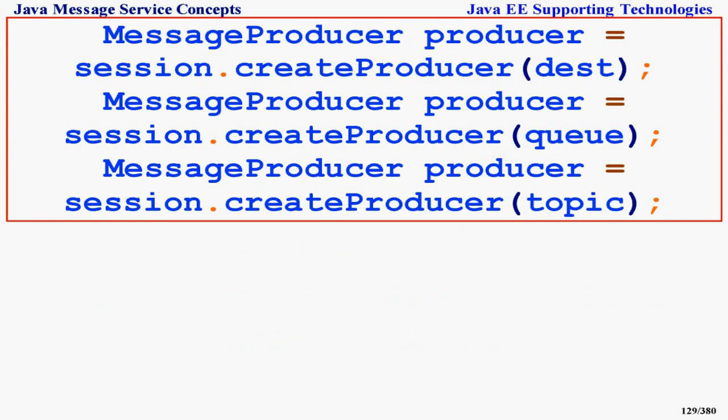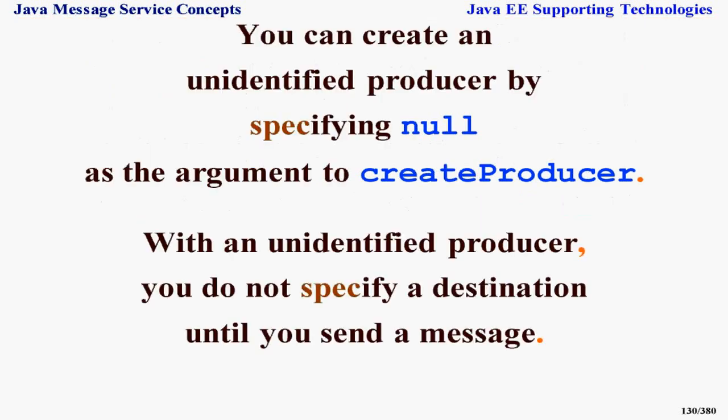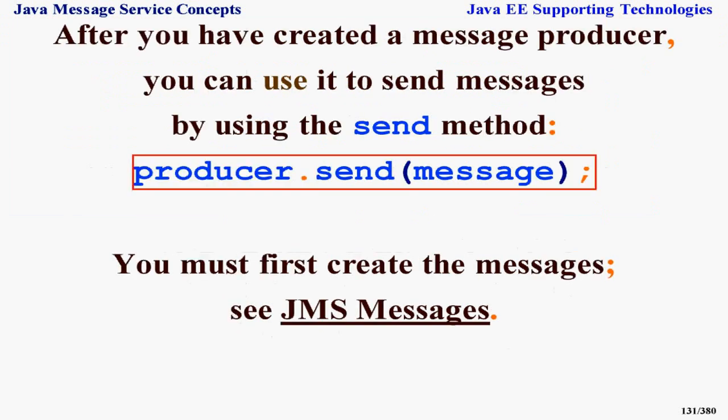MessageProducer producer = session.createProducer(dest); MessageProducer producer = session.createProducer(queue); MessageProducer producer = session.createProducer(topic). You can create an unidentified producer by specifying null as the argument to createProducer. With an unidentified producer, you do not specify a destination until you send a message. After you have created a message producer, you can use it to send messages by using the send method: producer.send(message). You must first create the messages.